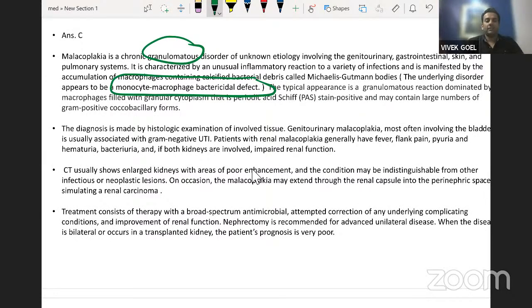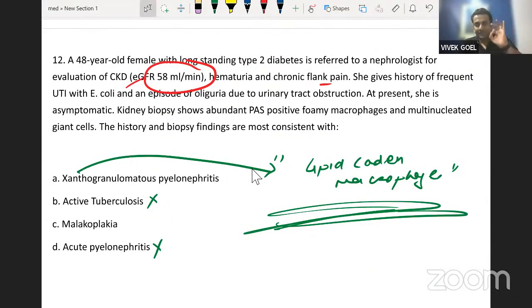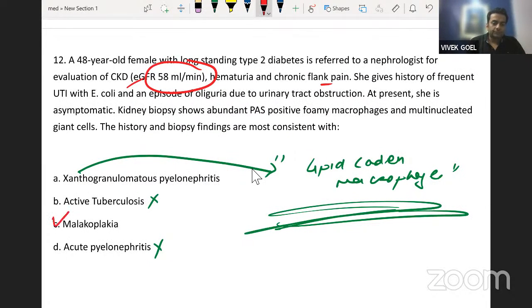How does it manifest? It manifests in the form of macrophages with calcifying debris called Michaelis-Gutmann bodies. I asked very many students whether this word was mentioned in the question or not, but it was not there, so I cannot quote it. Now, how does it appear? It appears as a granulomatous reaction dominated by macrophages with PAS positive cytoplasm and may have gram positive coccobacillary forms. CT shows poor areas of enhancement. Nephrectomy is recommended for advanced unilateral cases. So for the biopsy given, the best answer would be malacoplakia. I hope I am clear to all of you.